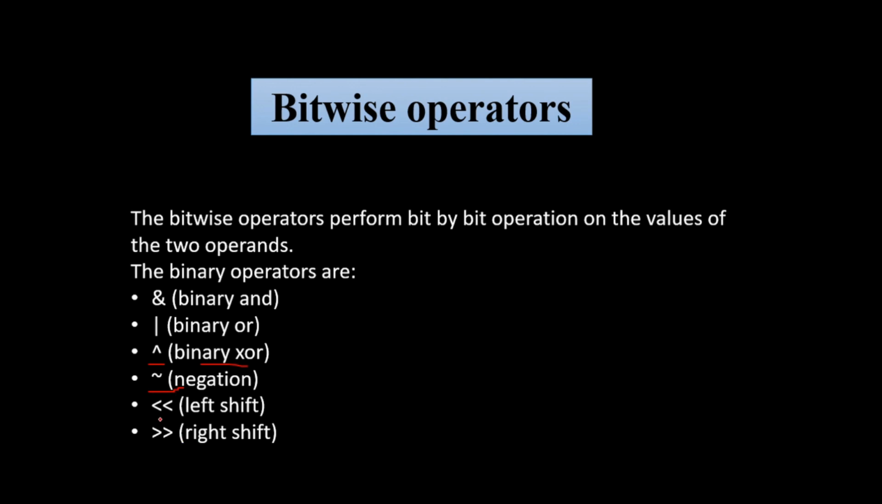When we talk about the left shift operator, the left operand value is moved left by the number of bits present in the right operand. And when we do the right shift, it is just the opposite of left shift. It means the left operand will be moved towards the right by the number of bits present in the right operand.